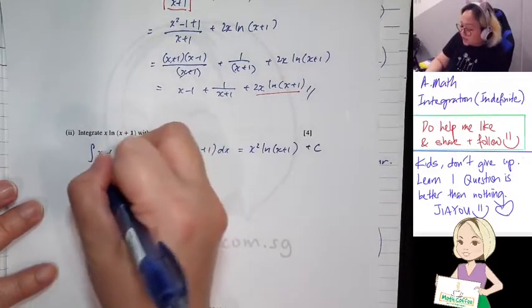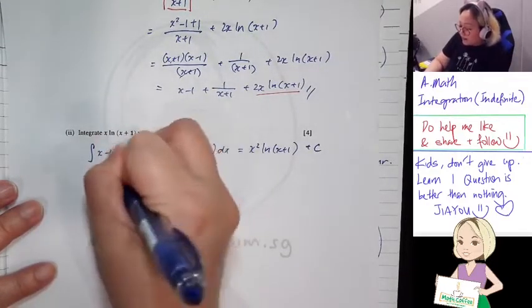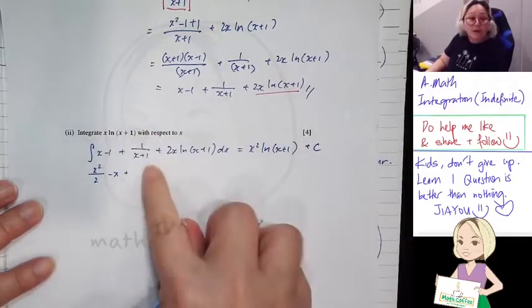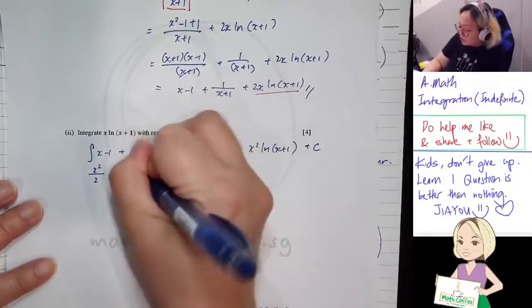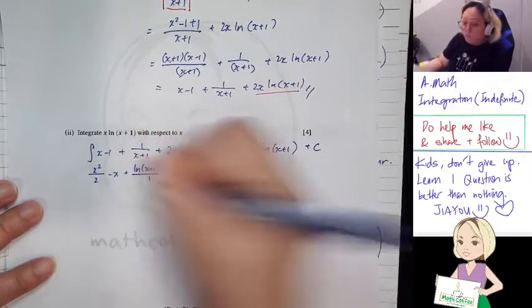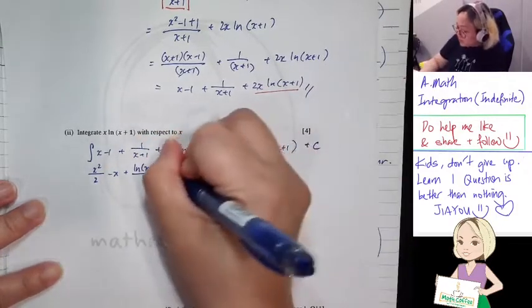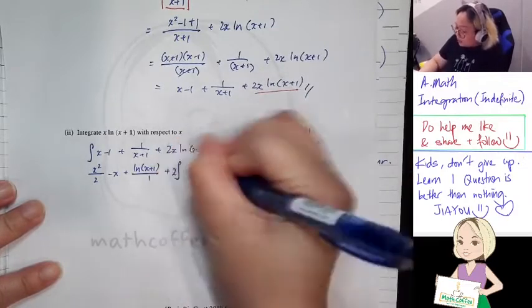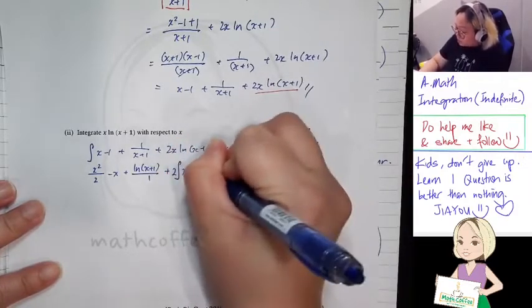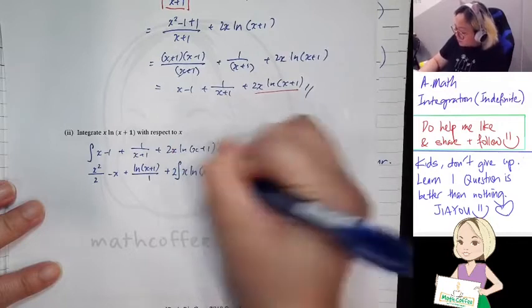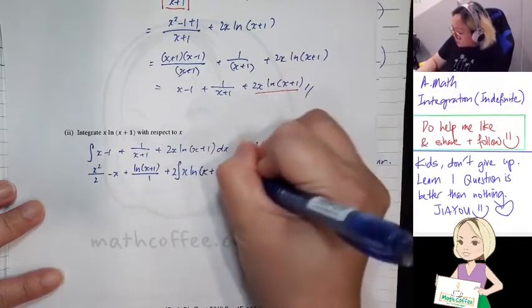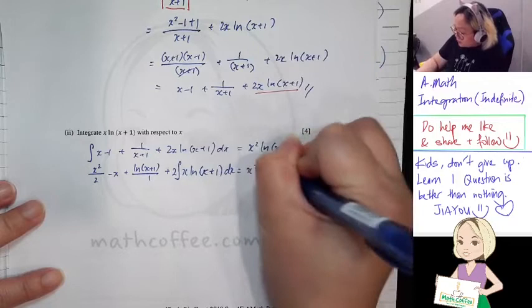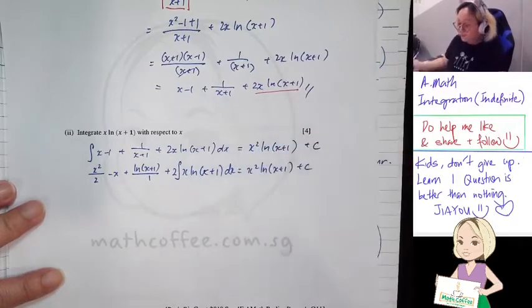So this is just x squared over 2 minus x, to the power of negative 1. So this is actually ln(x+1) over 1. This one, you can just put it as integrate. I put the 2 outside. Integrate x ln(x+1) is equal to x squared ln(x+1) plus c.